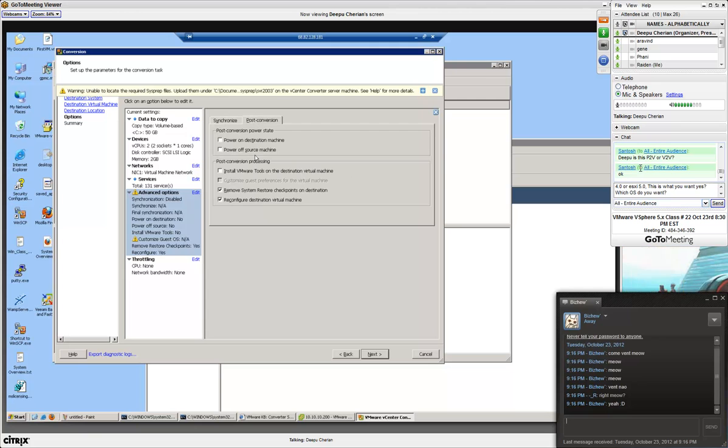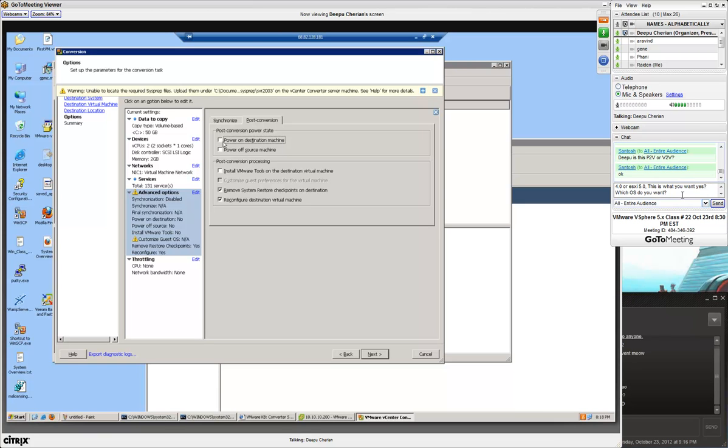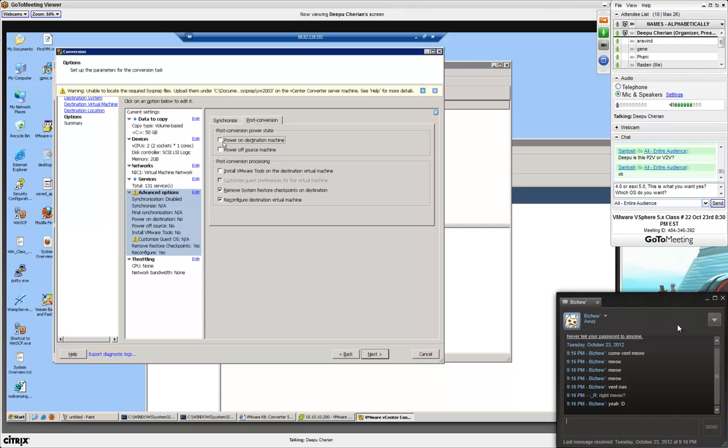Post conversion, after converting, do you want to power on the destination machine? I would strongly recommend not to do that. You can make it power on automatically, but put it in an isolated environment and power it on. Because if you power on the VM into the actual network, then you're going to have duplicate IP address issues and things like that. So make sure that your converted VM will come up only in an isolated environment. If it comes up in a real environment, you know the problems, right?